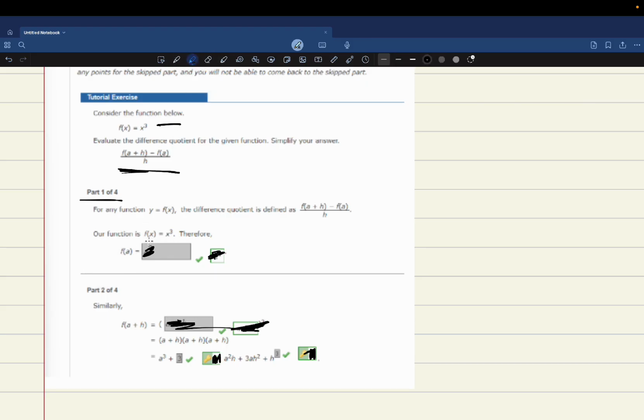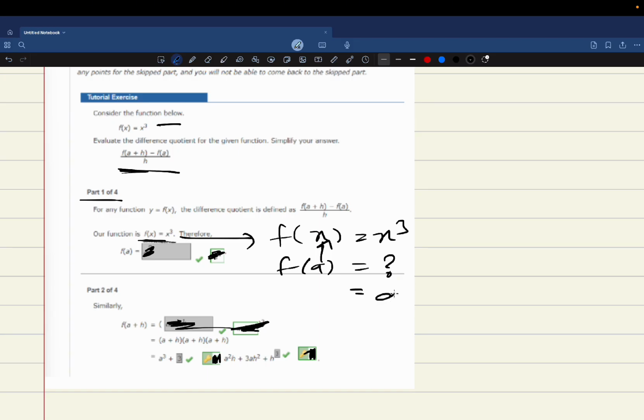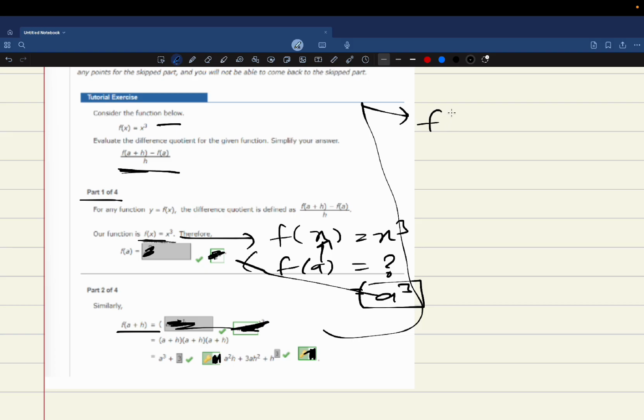In this case we just need to replace the value of x with a. Currently we have f(x) equals x cubed, and it is asking us for the value of f(a). So we replace x with a, and then f(a) will be a cubed. So a cubed is the answer that goes here. Next, it is asking for f(a plus h). So let's take it here. Here you can see f(a plus h).